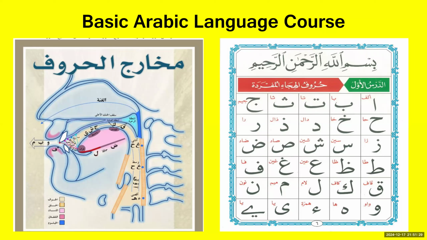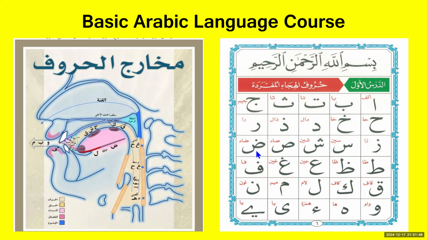That's why we are studying the articulation point, that is the makharij, and we are studying the sifat, that is the characteristic of each letter. Because of the influence of Urdu and Persian, the Arabic letters in our area are mispronounced to some extent.